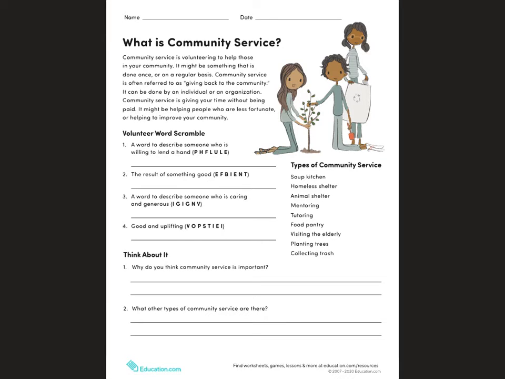And if you look over here on the right side of the paper, it says types of community service. So these are some things that could be done or places that you could help out in order to provide a community service. Soup kitchen, which is where you help feed people who might not have food to eat for themselves. A homeless shelter, a place where people live who cannot afford a home of their own. An animal shelter. Mentoring, which means having somebody alongside you and helping them to make right choices. Tutoring means helping people with their schoolwork.